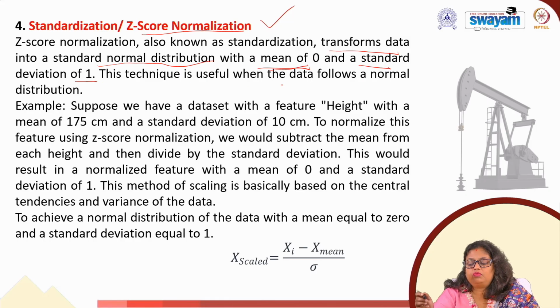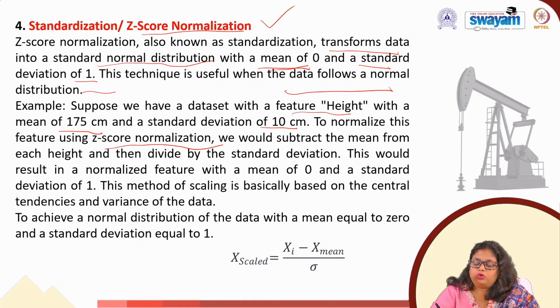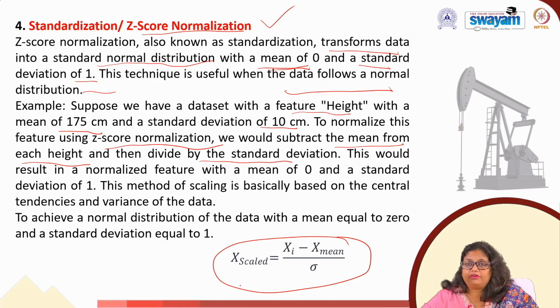So this technique is useful when the data follows a normal distribution. If we have a data set with a feature height, with a mean of 175 centimeters and a standard deviation of 10 centimeters, to normalize this feature using Z-score normalization, we would subtract the mean from each height and then divide by the standard deviation. So this is the formula: x scaled is xi minus x mean, divided by the standard deviation.